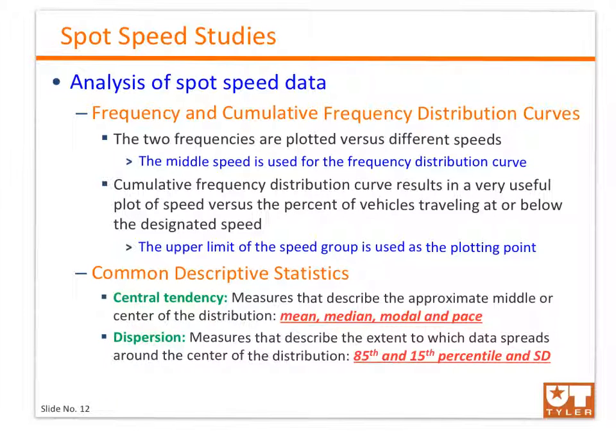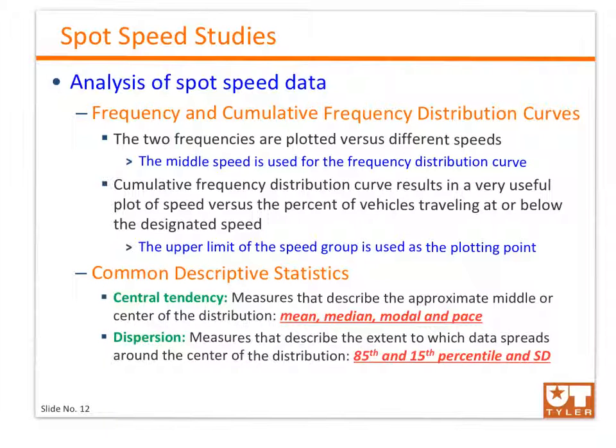So first, based on the analysis of a spot speed study, we have two distributions, as we said, frequency and cumulative distribution curves. The two are plotted versus different speeds. In fact, as I mentioned, the middle speed is used for the frequency distribution curve. The cumulative frequency distribution curve is a very useful plot of speed versus the percent of vehicles traveling at or below the designated speed. In fact, the upper speed limit of the speed group is used as the plotting point.